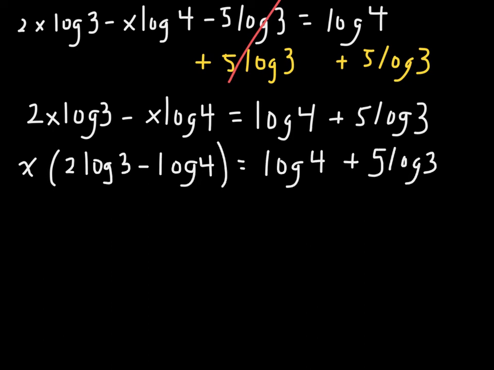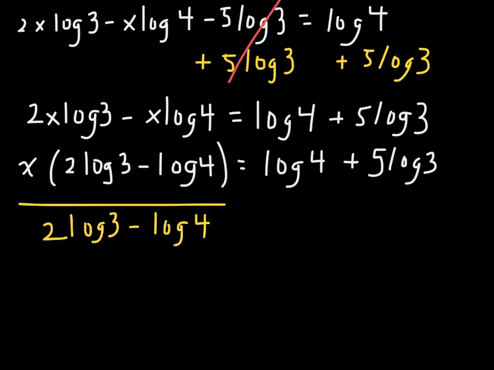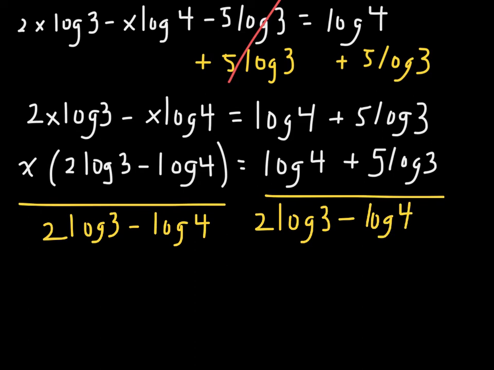So all you have to do at this point is divide both sides by this number, 2 log 3 minus log 4. That's all a number right there. So you're going to see me divide both sides by that number, 2 log 3 minus log 4. Both sides, of course. So you're going to see this entire factor divide out. And so all you're left with on the left-hand side is just x.